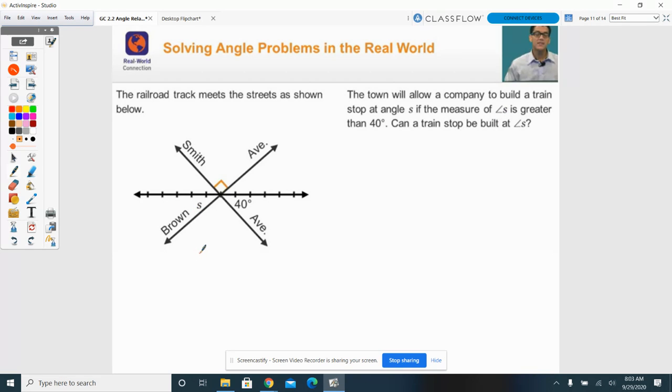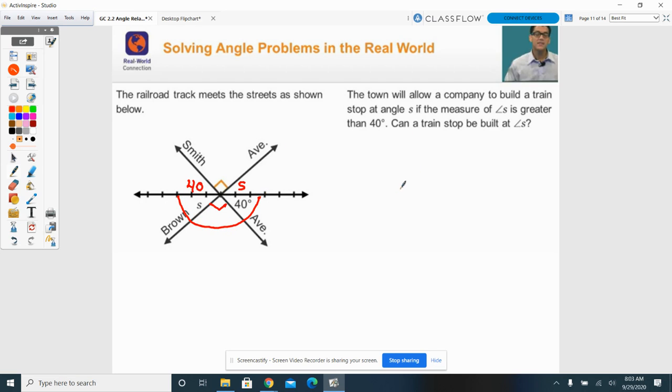Well, let's see what we have here. This is a straight line. This is 90 and this is vertical. These two are vertical. So you can either put the 40 here if you want, or you can drop this 90 down here because those are vertical. These don't have measures yet, so we can't use the vertical angles here, although this would be the same thing as S. We really need to figure out what S is, so we're going to use a straight line.